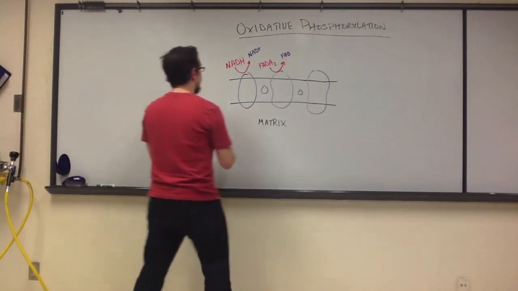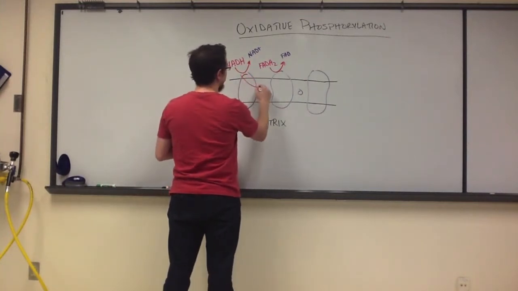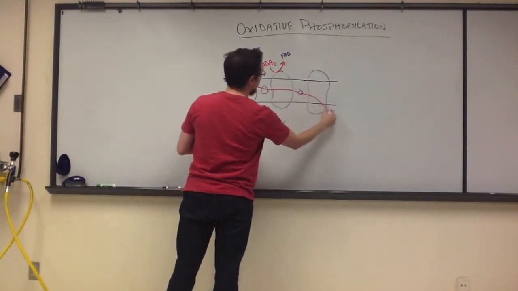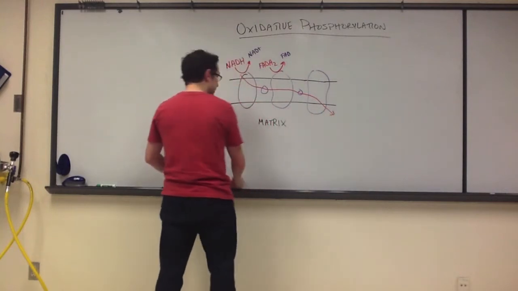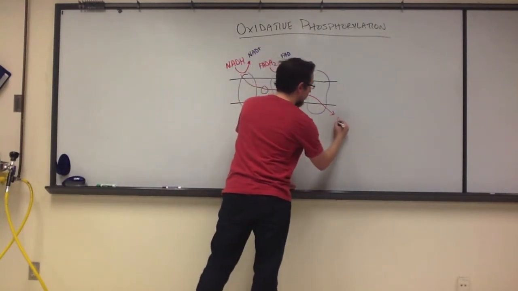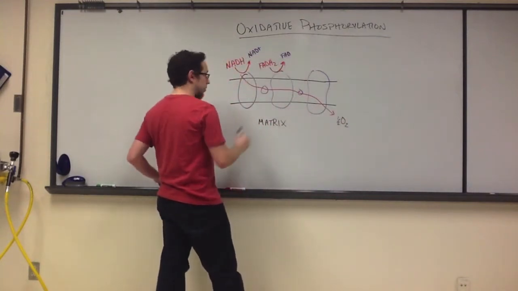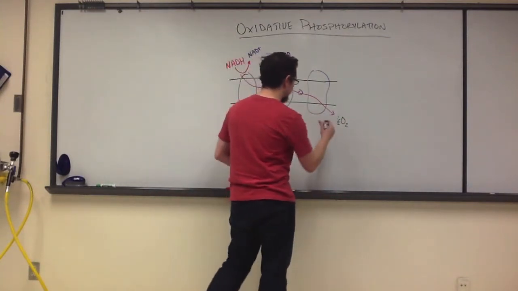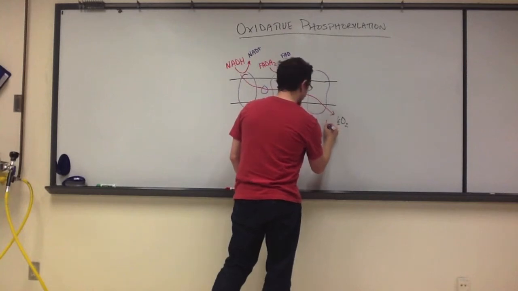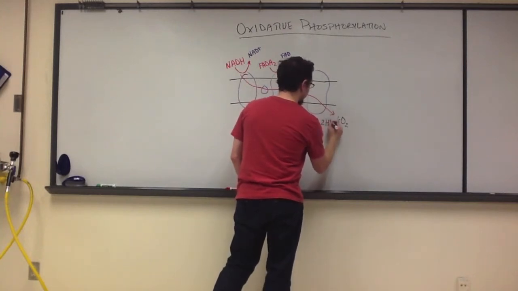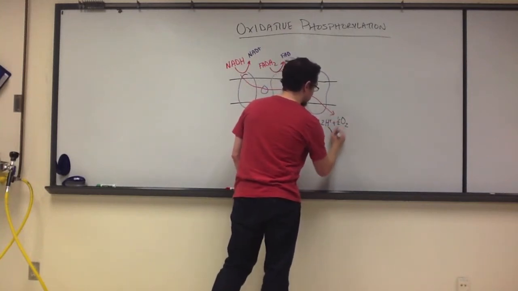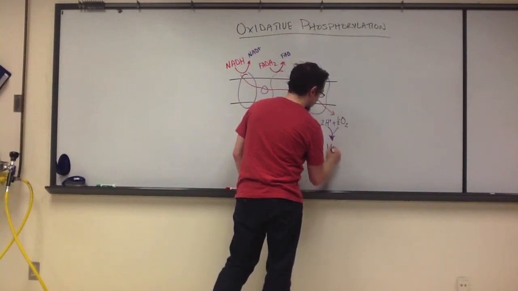Okay, so as they donate their electrons, the electrons are then passed from protein to protein to protein. And at the very end of the electron transport chain, those electrons combine with oxygen, which is the final electron acceptor, and that combines with protons to form a molecule of water.